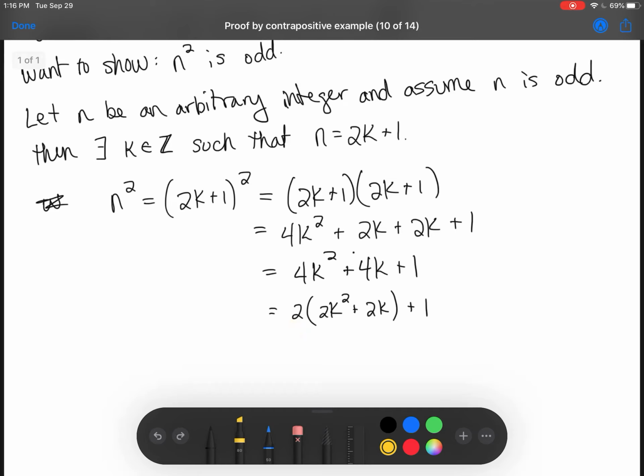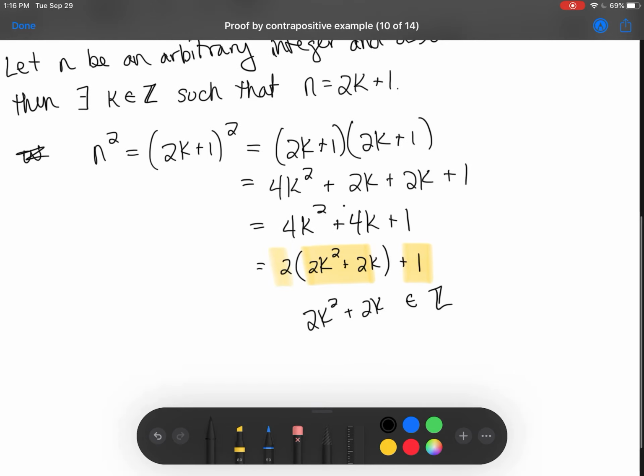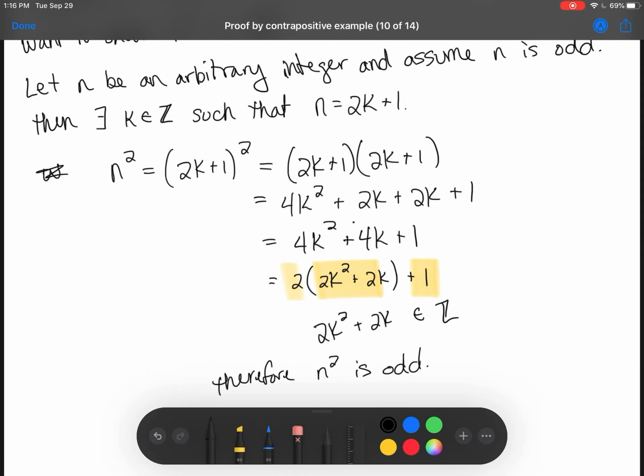Now what we would say here is that 2k squared plus 2k, whatever that is, is an integer, because k is an integer. Thus, we have 2 times an integer plus 1, which is exactly the form of an odd number. So we can conclude that, therefore, n squared is odd.